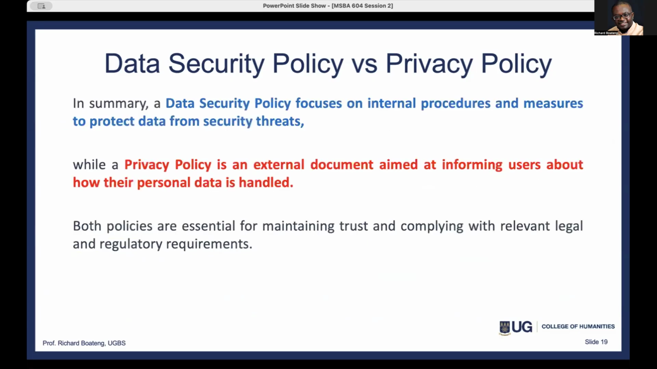Okay. So the data security policy focuses on internal procedures and measures to protect data from security threats, just as I mentioned. But the privacy policy is aimed at informing users about their personal data and how it is handled. What data do we have about you? Both of them work together in an organization to ensure trust and compliance with the legal and regulatory requirements within the context in which the organization is operating.